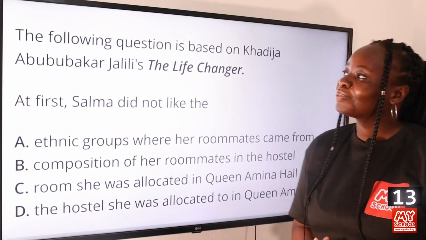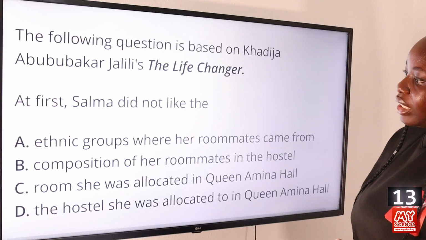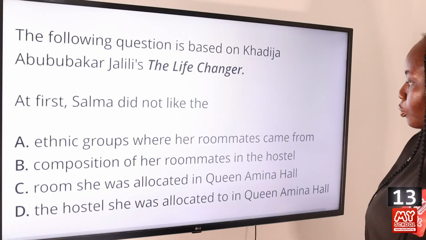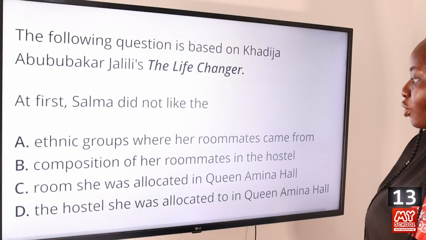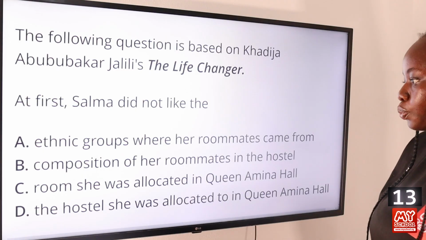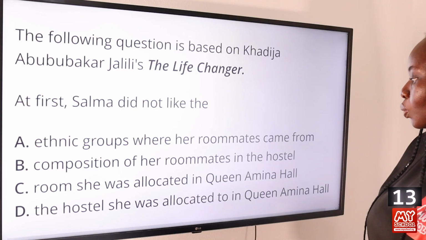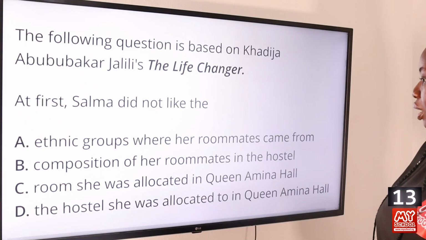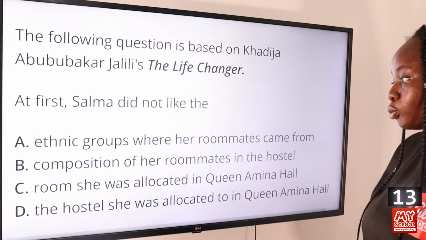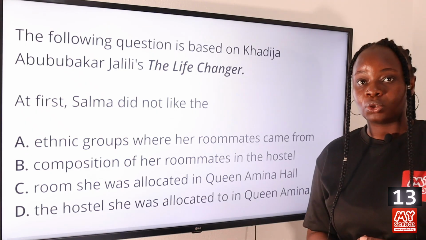Question 13. At first, Salma did not like the A, ethnic groups where her roommates came from, B, composition of her roommates in the hostel, C, room she was allocated in Queen Amina Hall, and D, the hostel she was allocated to in Queen Amina Hall. So the answer to this question is option B, the composition of her roommates in the hostel.